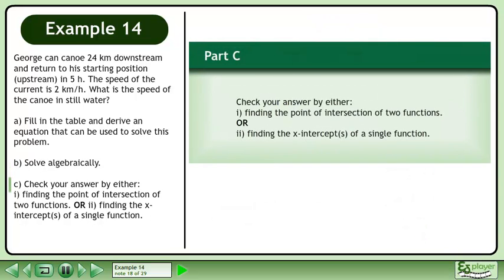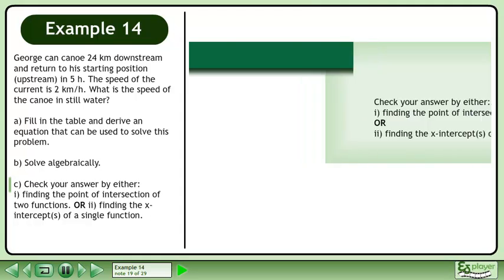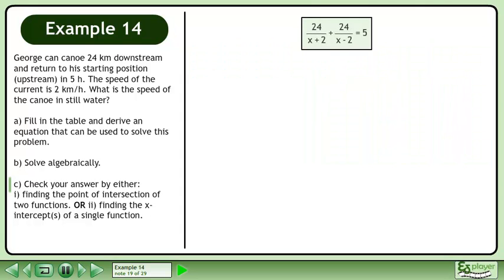In Part C, check your answer by either 1. Finding the point of intersection of two functions, or 2. Finding the x-intercepts of a single function. Rewrite the equation we derived in Part A. First, we'll find the point of intersection by graphing the system of functions y1 equals 24 over x plus 2 plus 24 over x minus 2, and y2 equals 5.